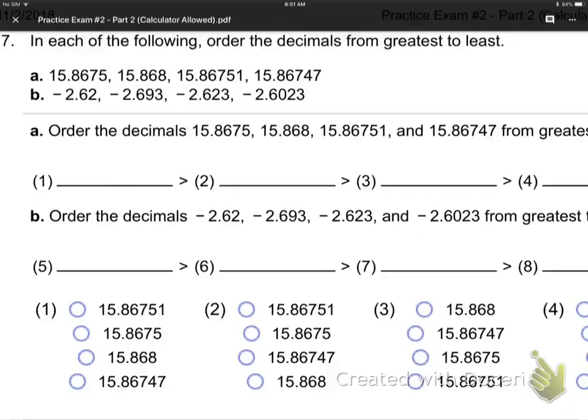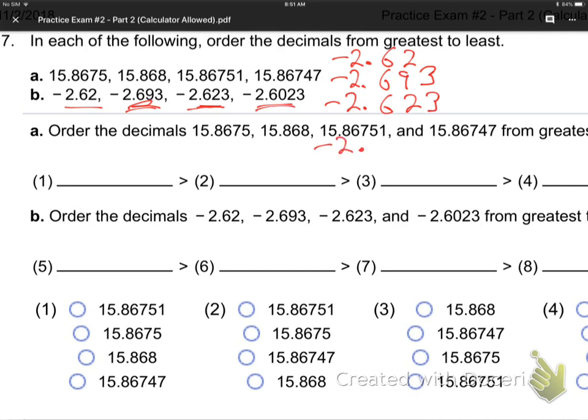Okay. Let's try the next one here. So we'll try this one. So again, I'm going to write these guys down. So minus 2.62, minus 2.693. Third one, minus 2.623. Next one, minus 2.6023. Okay, we're going to compare and fill in zeros.